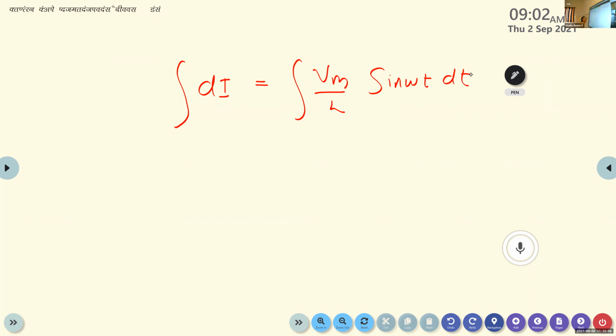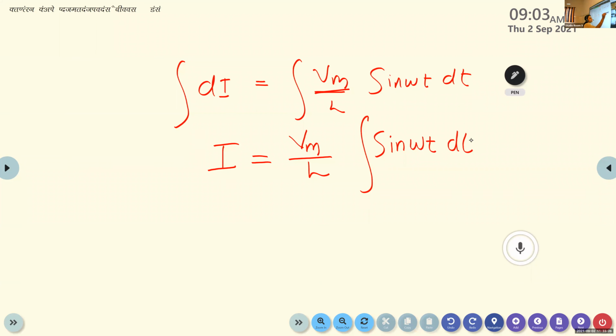Again, integral di, the integral of the derivative of current, is equal to the integral of the derivative of a function, which is that function itself, that is I. I is equal to, here Vm and L are constant, so we can take them outside. So I is equal to Vm by L into integral sin omega t dt.